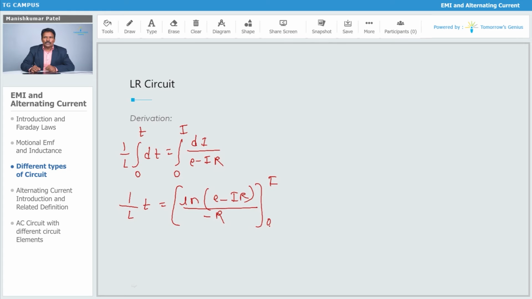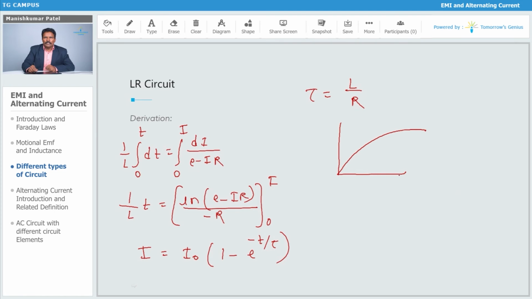Finally, in terms of I, we get I is equal to I naught times 1 minus e to the power minus t by tau. What is that tau? Tau is nothing but L upon R, the constant we are using here. If you see the graph for the same, it will look like this, where tau is equal to L upon R.